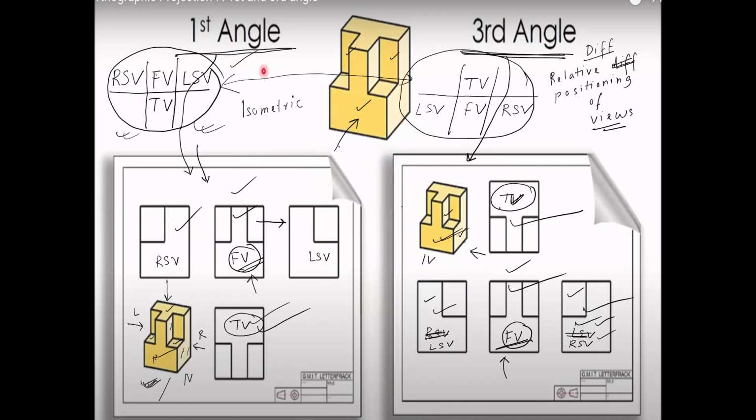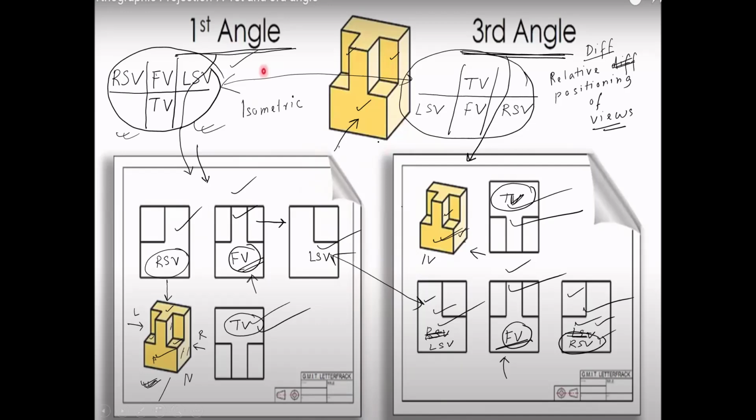If you compare this top view with this top view, there will be no difference. If you compare this left-hand side view with this left-hand side view, they are exactly identical. Because the object is the same, how will their left-hand side view be different in the two systems? Similarly, if you compare the right-hand side view in the two systems, you will find no difference. The difference will lie in the relative placements of the views. So why are the relative placements of the views like this? That is what you need to understand.